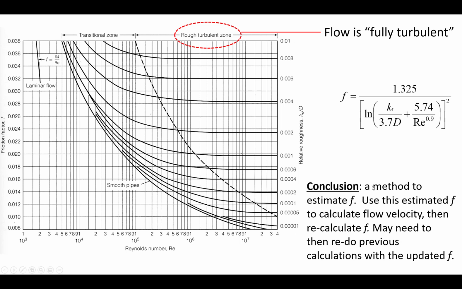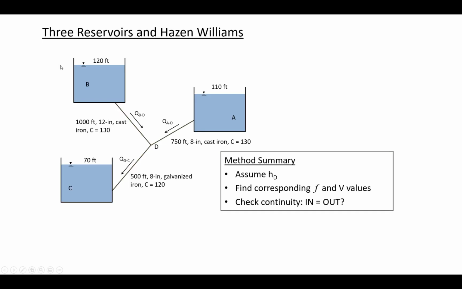The conclusion is you estimate the F value just by assuming that you're in this range where the Reynolds number change is not affecting the friction factor. Okay. Three reservoirs.